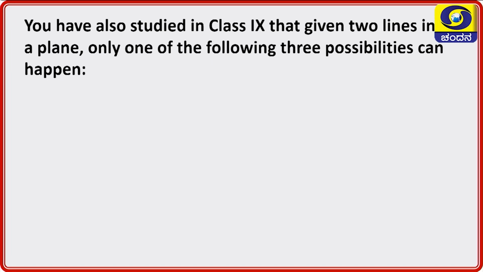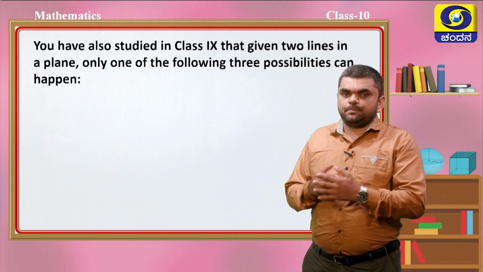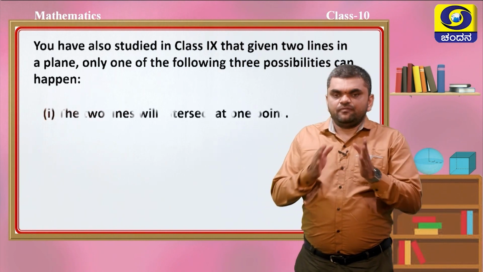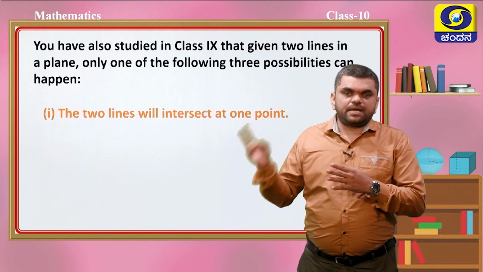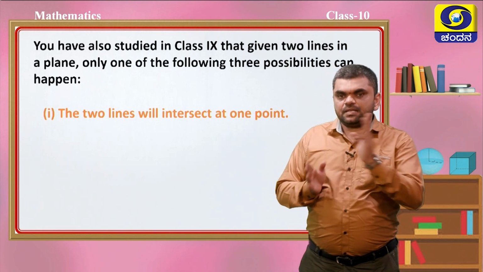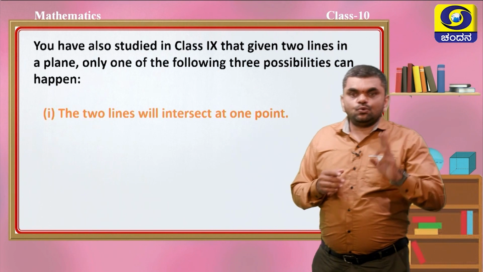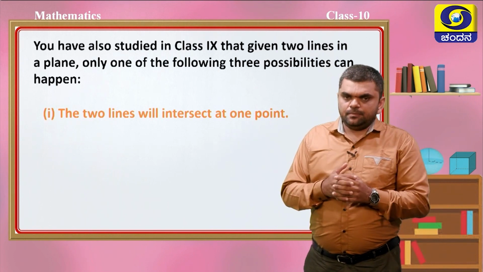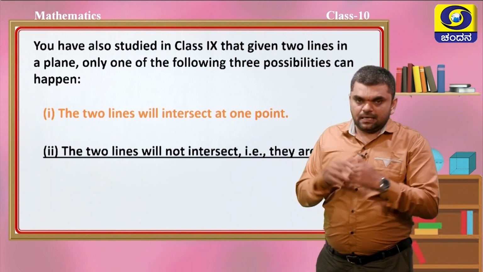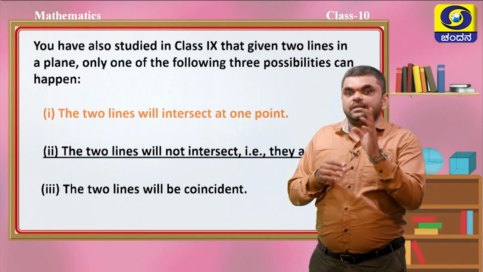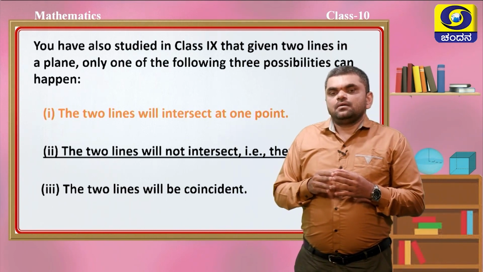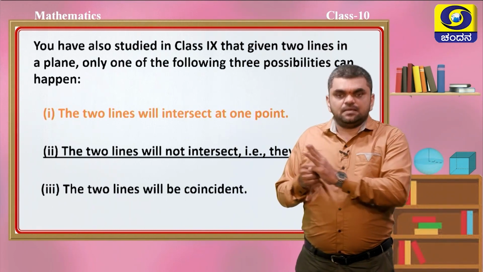You have also studied in class 9 that given two lines in a plane, one of three possibilities can happen. When we plot the equations for two straight lines, there are three possibilities. The first possibility: the two lines will intersect at a single point. Second: the two lines will not intersect, that is, they are parallel. Or the other one: the two straight lines will coincide with one another. These are the three possibilities here, children.